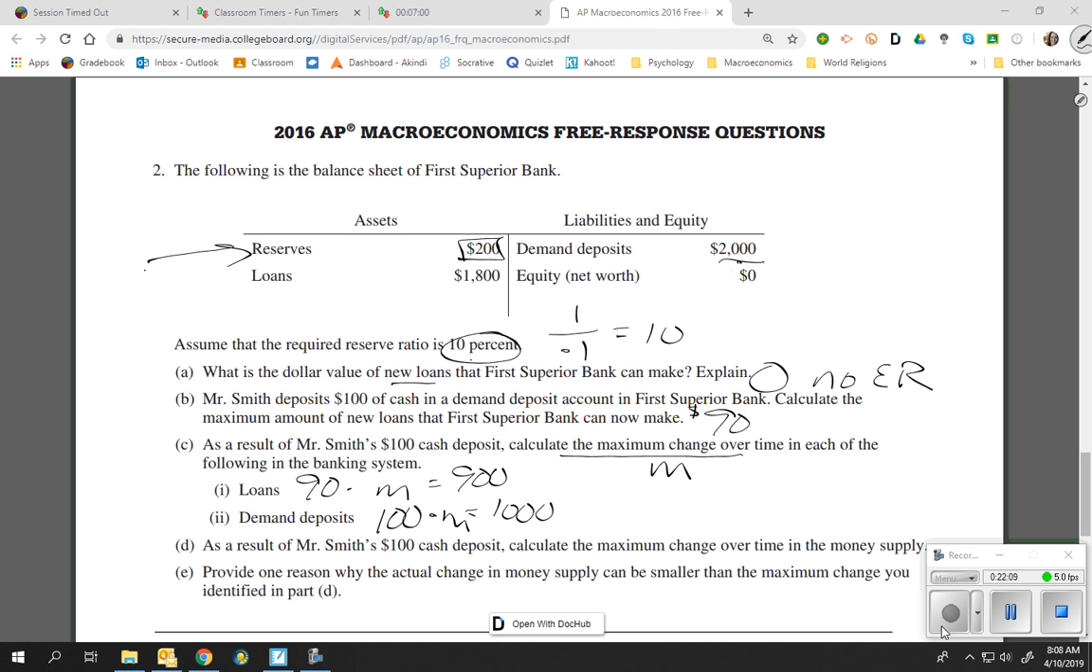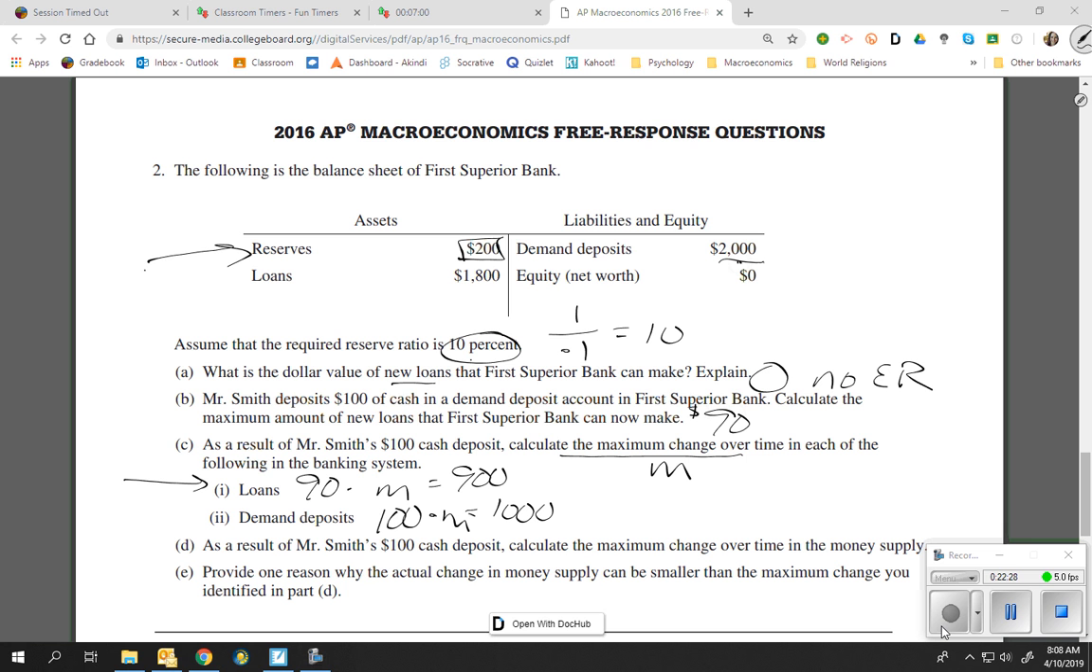D, as a result of Mr. Smith's cash deposit, calculate the maximum change in money supply, which is just excess reserves, which we had nothing before, but now we have $90 in excess reserves. It's the same question as this. It's the exact same question.